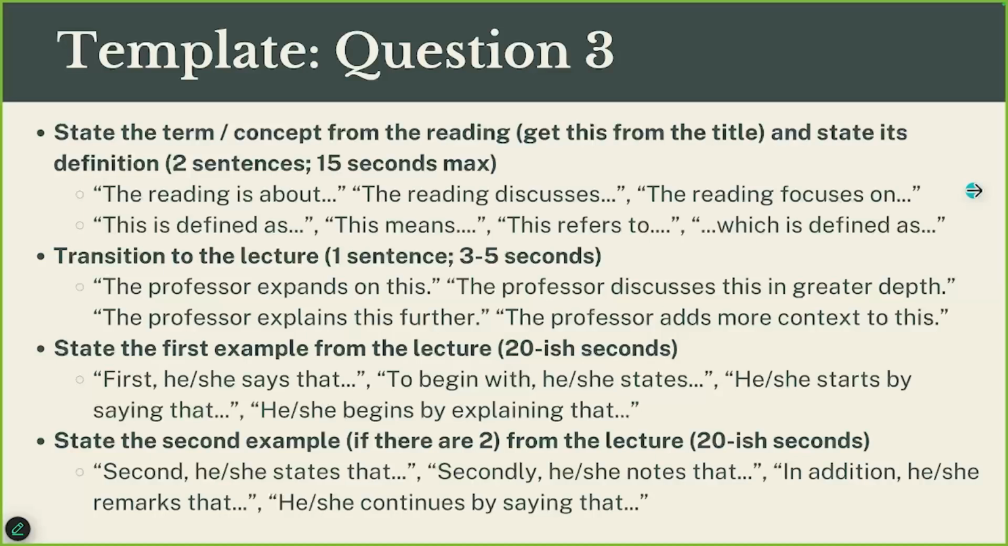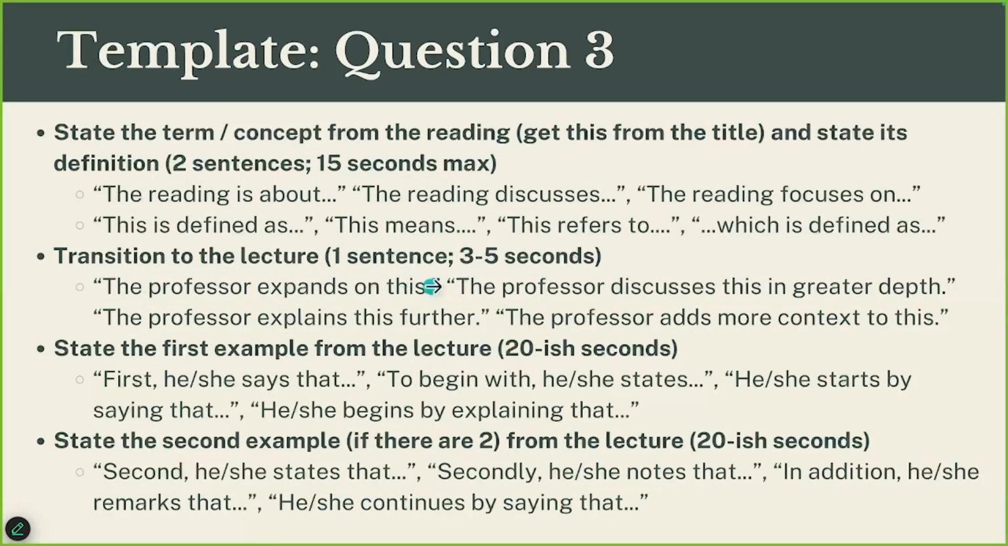It's better to answer the question rather than to try to force these kind of big words or these complex sentences if it's not part of your normal speech. It might be too distracting or too hard. Just make sure you're answering the question. Then you'll transition to the lecture in one sentence.